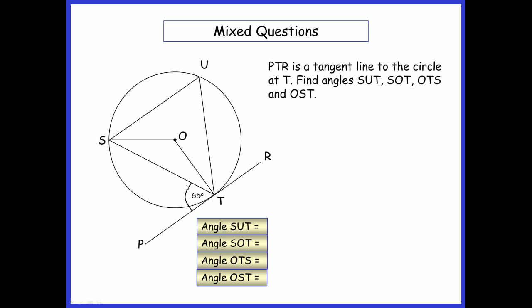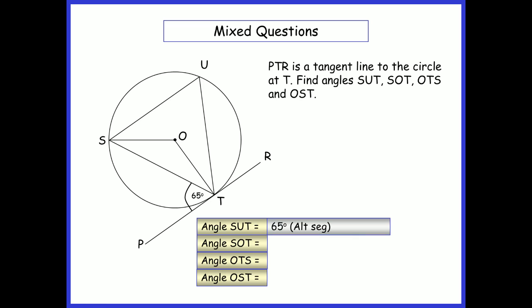There's only one of the rules where this helps us, and it's the one that says the angle between the chord and the tangent is equal to the angle subtended to the circumference from that same chord. So there's the chord, the ST, that the 65 angle comes from. The angle subtended is up there, which is SUT. So SUT is equal to 65, and that's our starting point. That's our alternate segment rule.